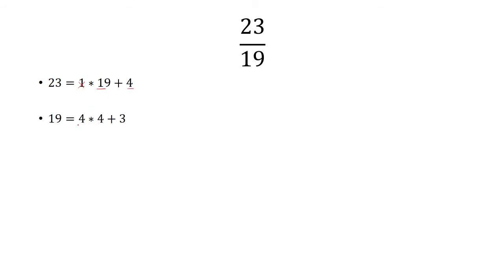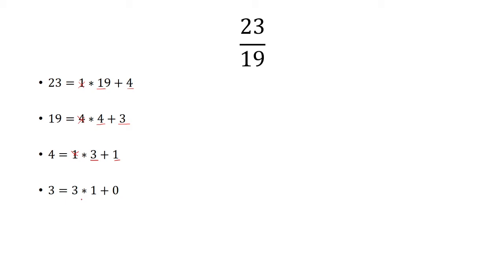Now 4 times 4 is 16, plus 3 is going to give us 19. So we eliminate this 4, and we have the 4 and the 3 sliding over. Now 4 is 3 times 1 plus 1. This 1 goes away. The 3 and the 1 slide over. And now we have 3 times 1 plus 0 is equal to 3.